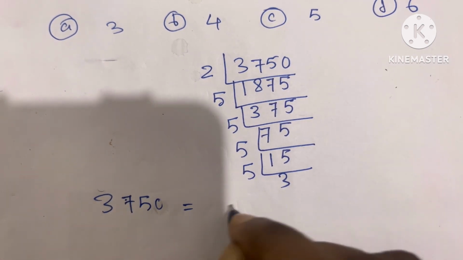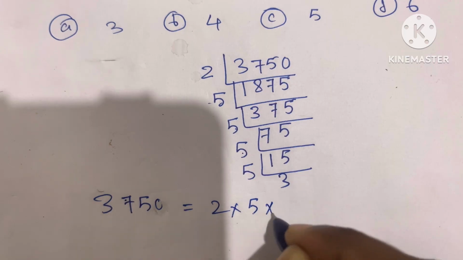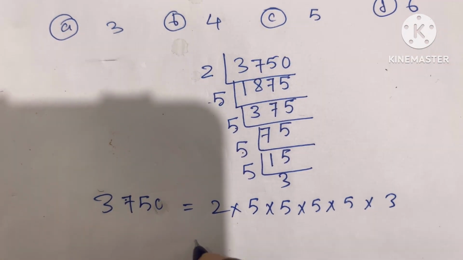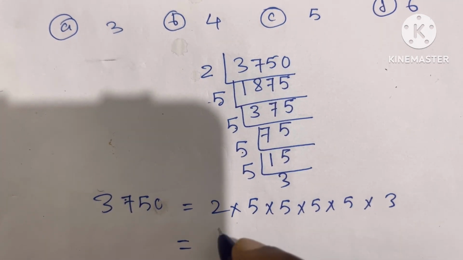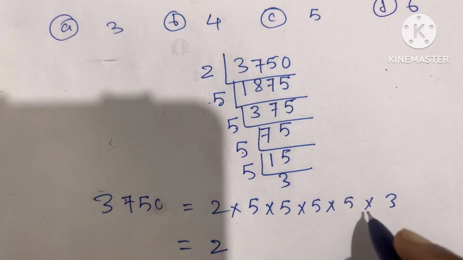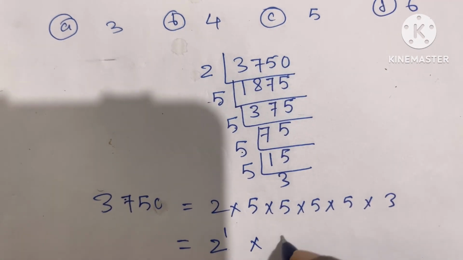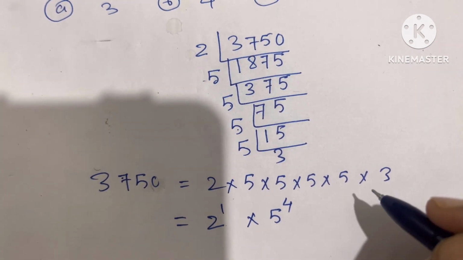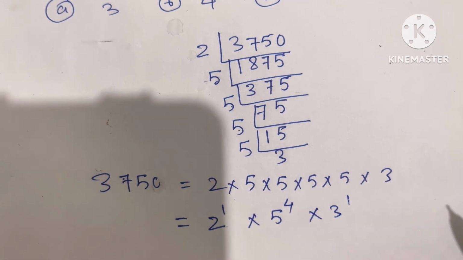After factorizing, we can write 3750 equals 2 into 5 into 5 into 5 into 5 into 3. If we write all the factors in exponent form: how many 2s are here? Only 1, so 2 power 1. How many 5s are here? 1, 2, 3, 4, so 5 power 4, because we got four 5s, and 3 power 1.